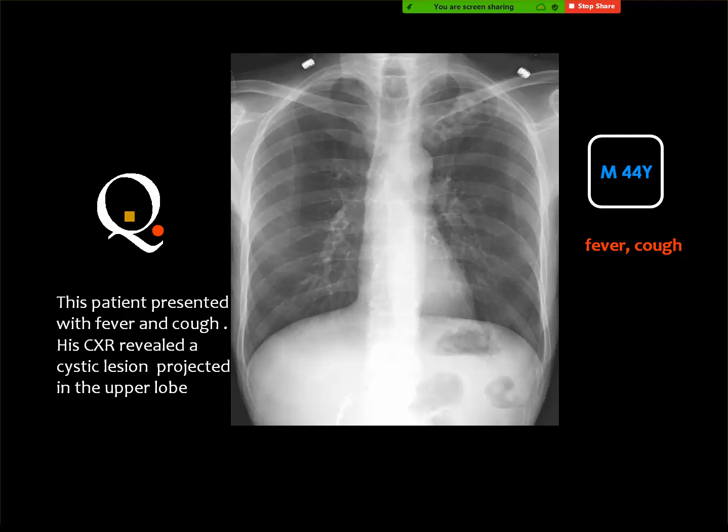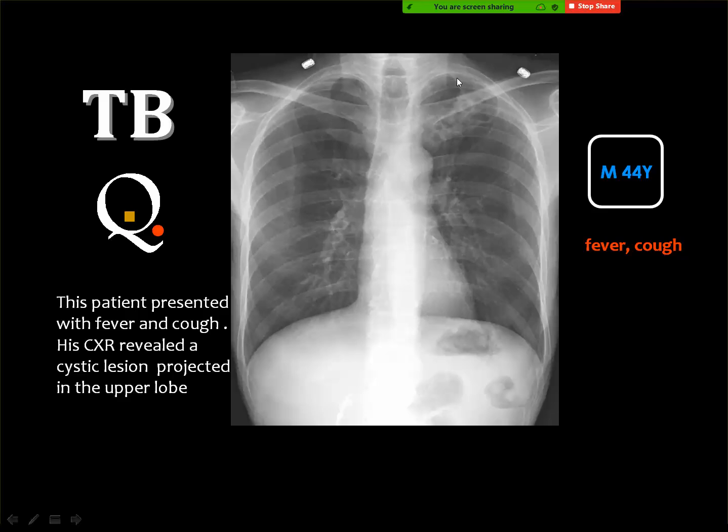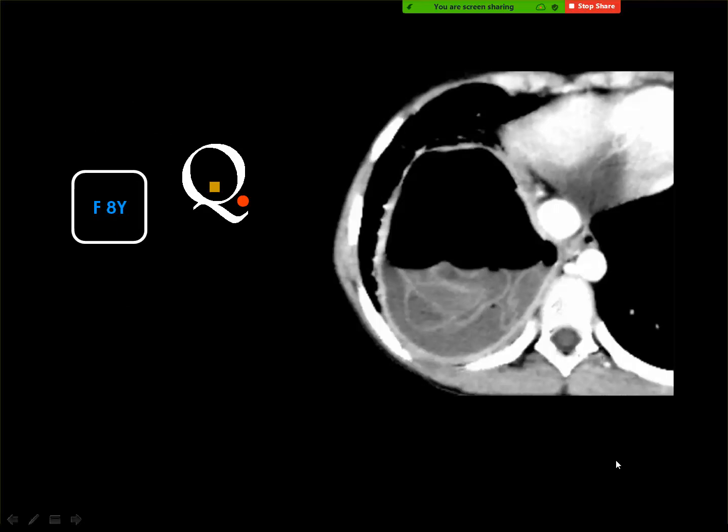Fever and cough. Pancoast tumor. TB. Please remember that Pancoast tumor is centered at the apex of the lung, and you cannot diagnose Pancoast unless you are able to see some destructive changes in the rib. You may suspect the lesion, but you are not sure unless you have this. Okay?